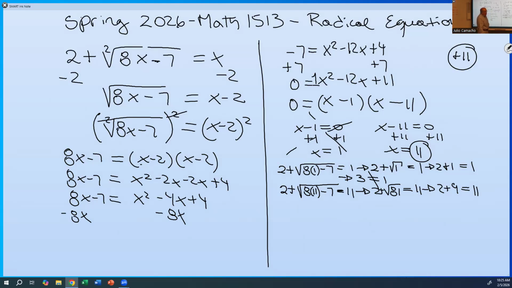So any questions about radical expressions? No? Okay. With this, we finish our assignment of radical expressions. And that again will be in the exam.